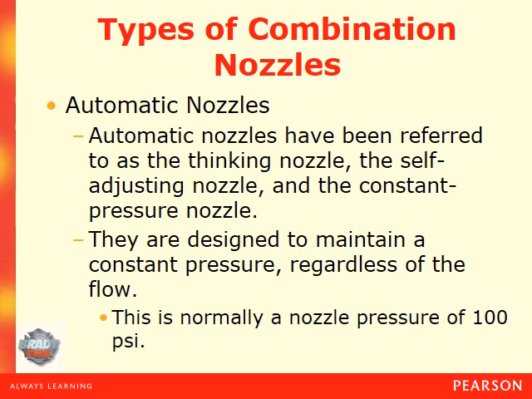Automatic nozzles have been referred to as the thinking nozzle, the self-adjusting nozzle, and the constant pressure nozzle. They are designed to maintain a constant pressure regardless of the flow. This is normally a nozzle pressure of 100 psi.